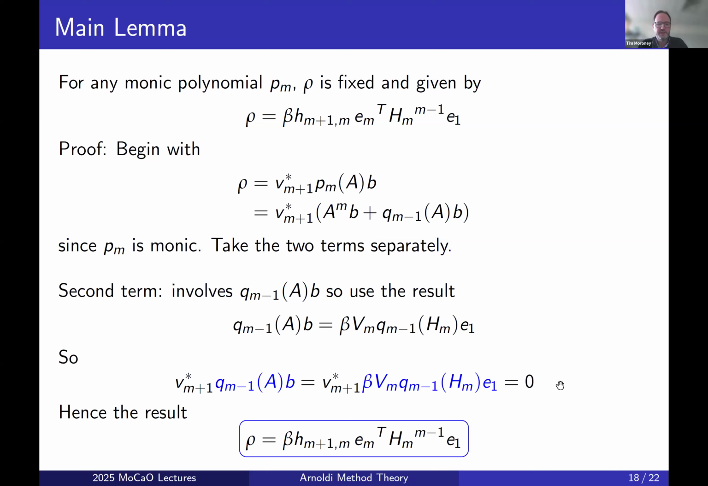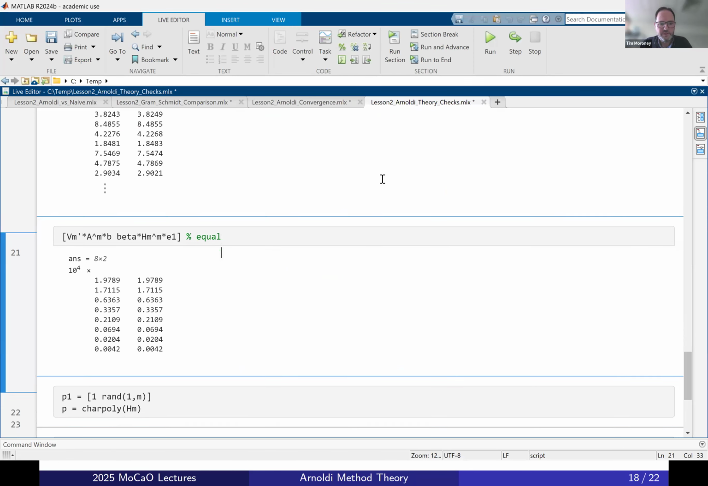So we have this result that this final term, this final component of our P of A times B is just fixed, right? Regardless of what monic polynomial you might have picked, you just get this value. Okay, well, let's just confirm this is true.